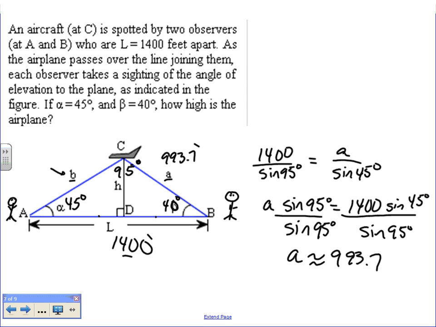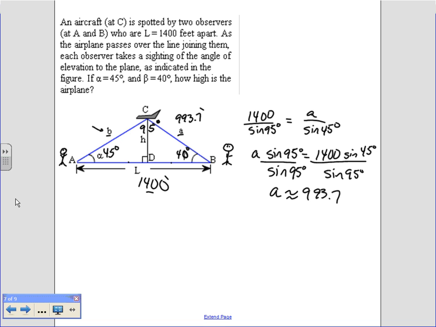All right. Now what we're going to focus in on is just the right triangle on the right side of the picture, right? Okay. So let me pull it out and draw it. So that would be this triangle, right? Okay. Now we know what the hypotenuse is. That's the 993.7. And then what else do we know on the 40 degrees? Okay. And now that's all we need to know to find out what this height is, don't we?